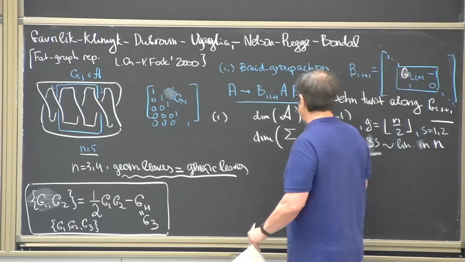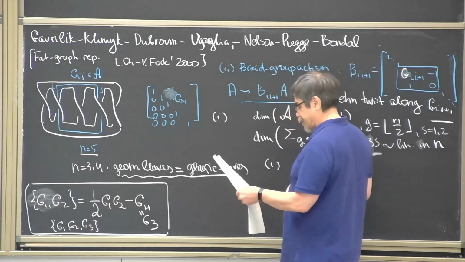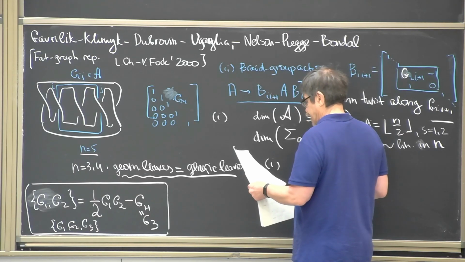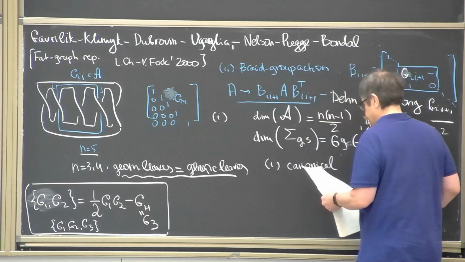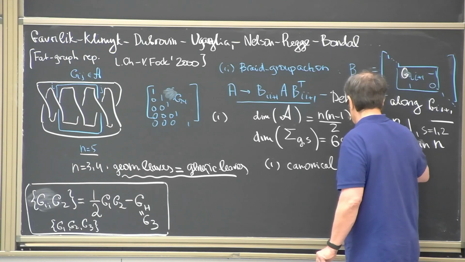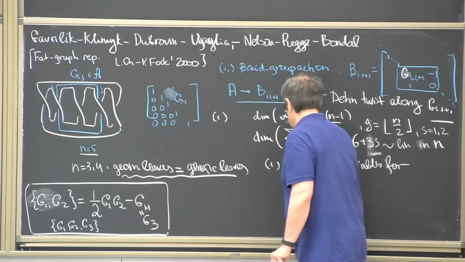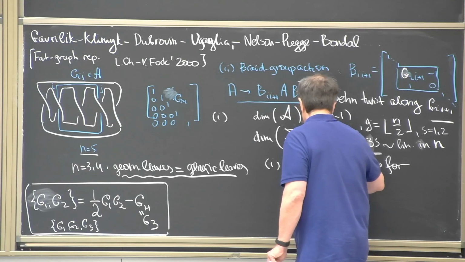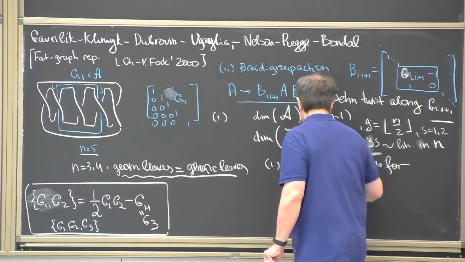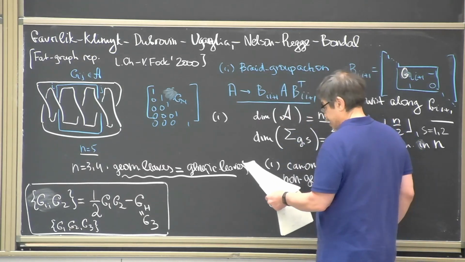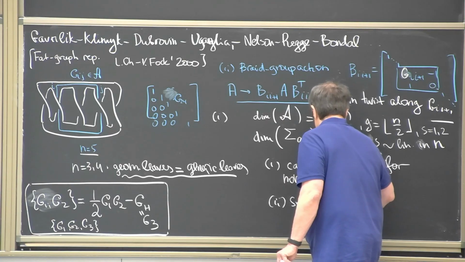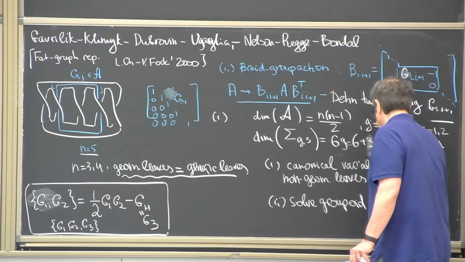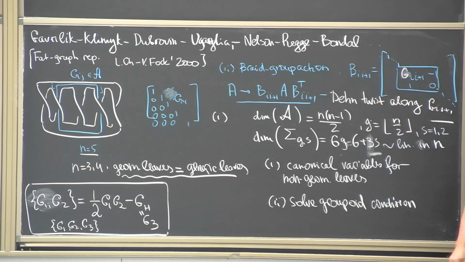Okay, so the first question that we have is: find the canonical variables for non-geometric leaves, or generic leaves. And second, solve the groupoid condition and find the corresponding parameterization, or coordinatization, of the symplectic groupoid itself.